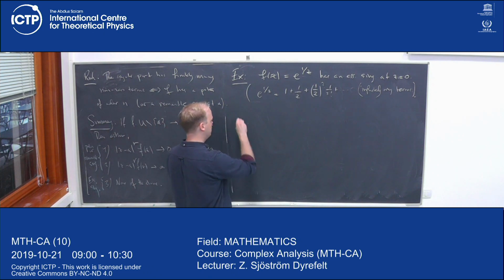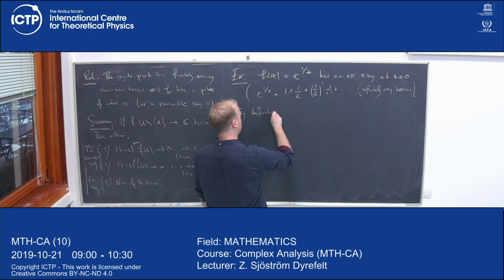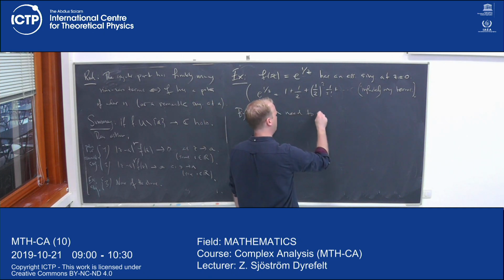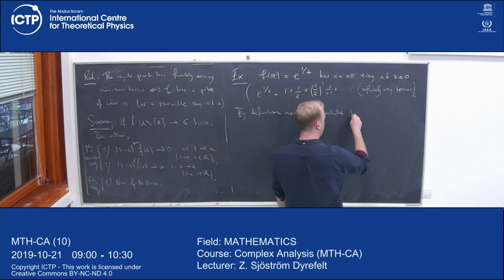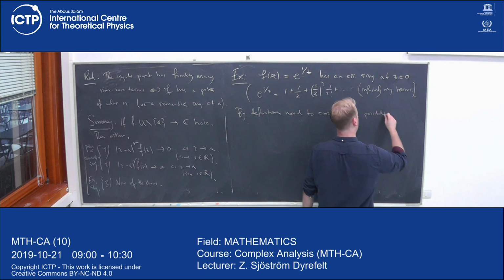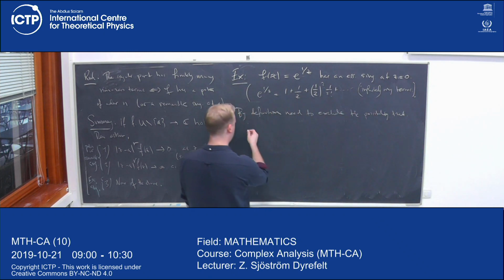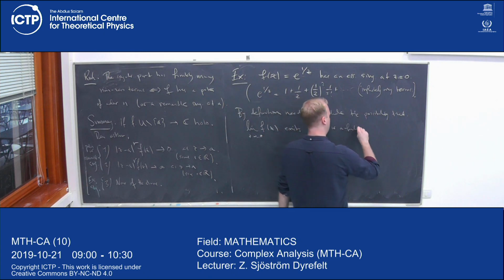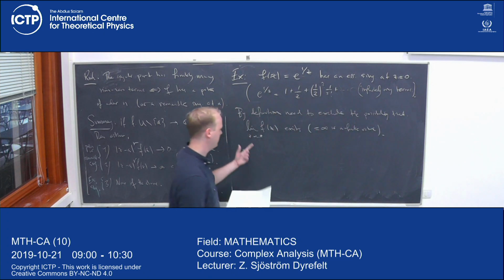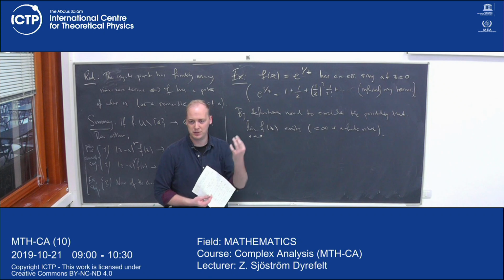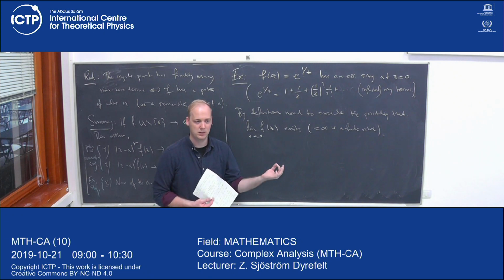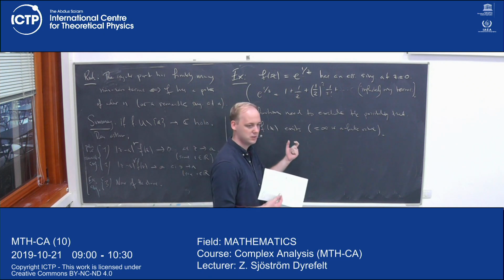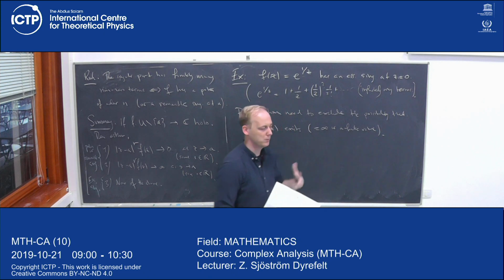So going back to the definition, we need to exclude the possibility that the limit of f of z, where z goes to 0, exists and is equal to infinity or a finite value. If this limit exists and it is a finite value, like the limit of sine z over z would be 1, then it has a removable singularity, by defining the function to be equal to this finite value at 0, and it becomes holomorphic.